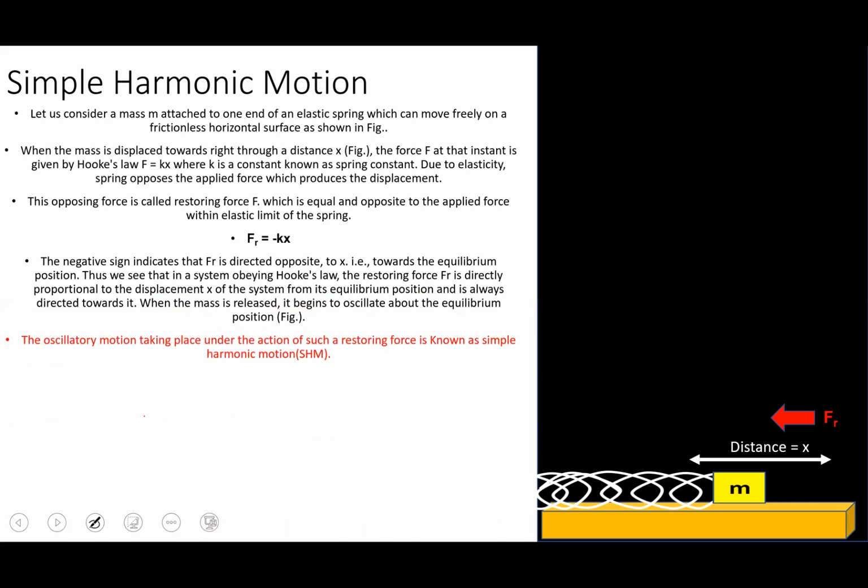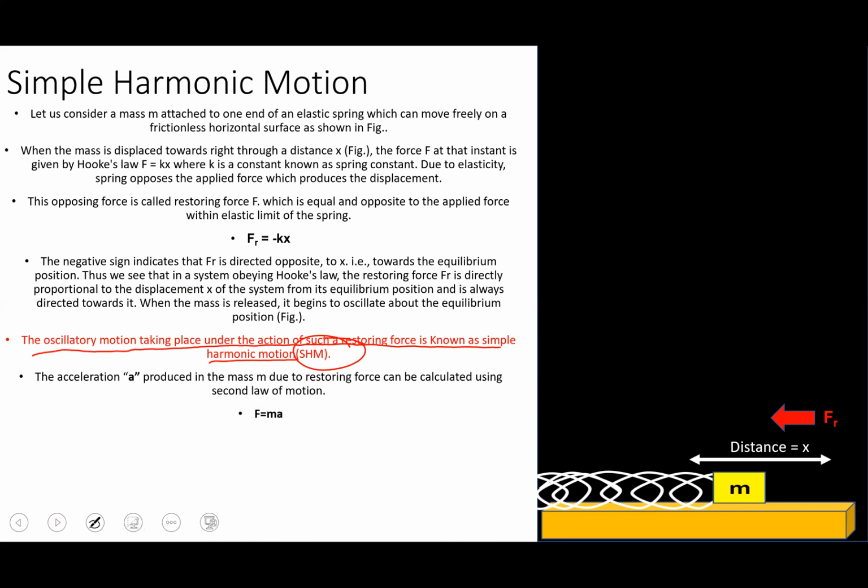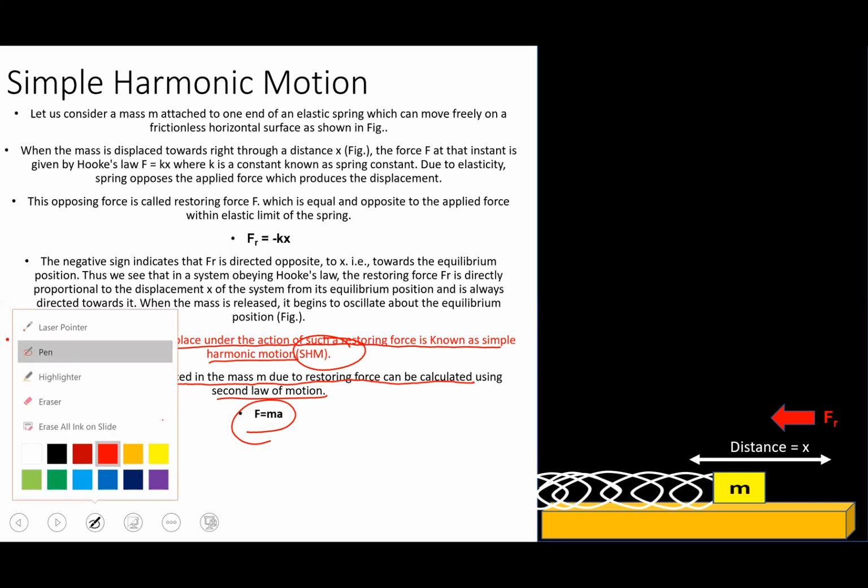Now, in this case, let us define simple harmonic motion. The oscillatory motion taking place under the action of such a restoring force is known as simple harmonic motion, or in abbreviated form, SHM. The acceleration a produced in the mass m due to the restoring force can be calculated by using the second law of motion, which is F is equal to ma, or in words, when a force is applied, the body moves in the direction of the force with some acceleration.